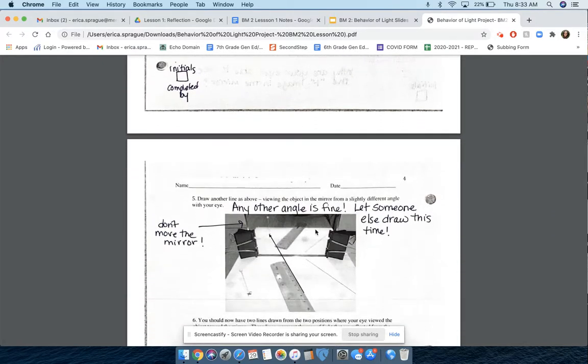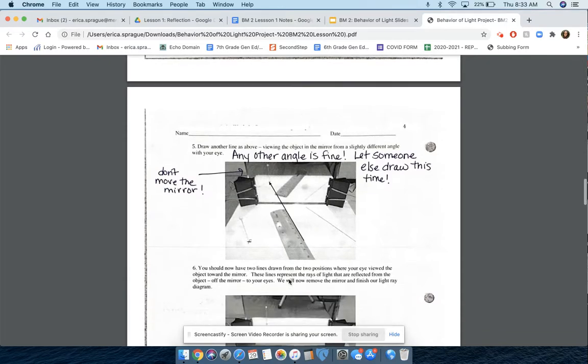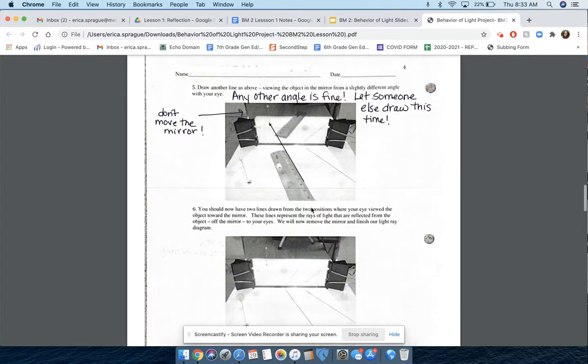Now take another position, still off to the opposite side, and point the ruler at the mirror at the object again. Any other angle is fine. Just make sure that you're not on the other side of the plus mark. Again, don't move the mirror and make sure that you're at eye level.